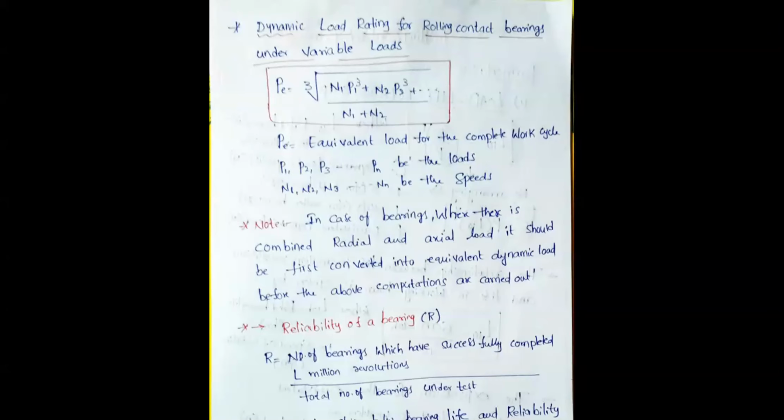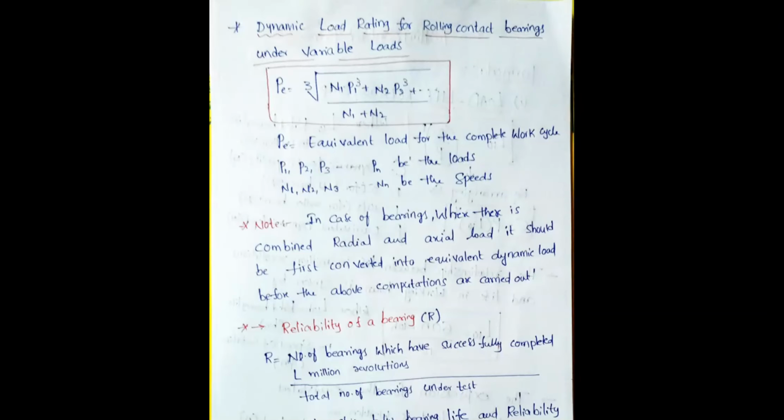The next thing, I have already put a note: in the case of a bearing with a combined radial load and axial load, it should first be converted into an equivalent dynamic load before the above computations. That means whenever you have both radial load and axial load, you have to convert them into an equivalent load. Then only can you proceed with further relations.